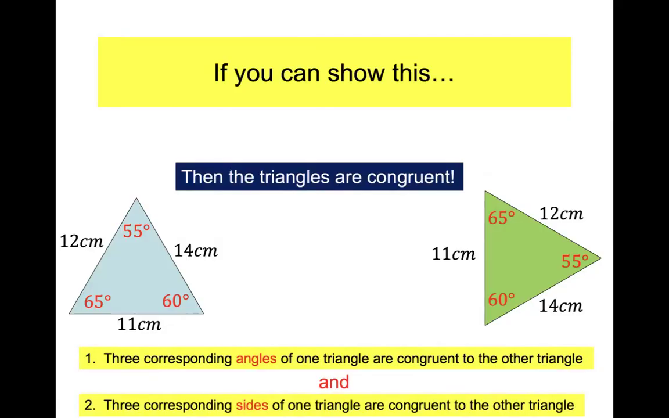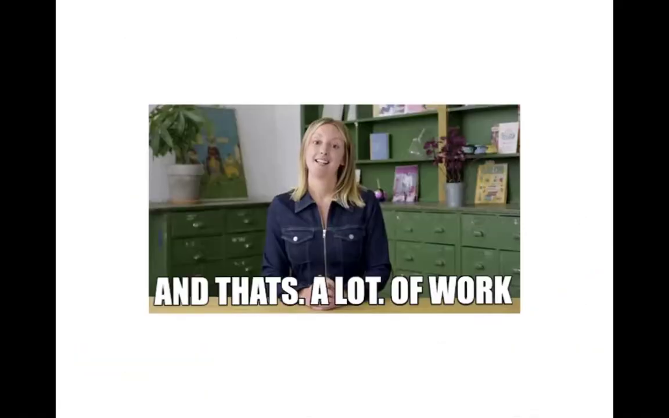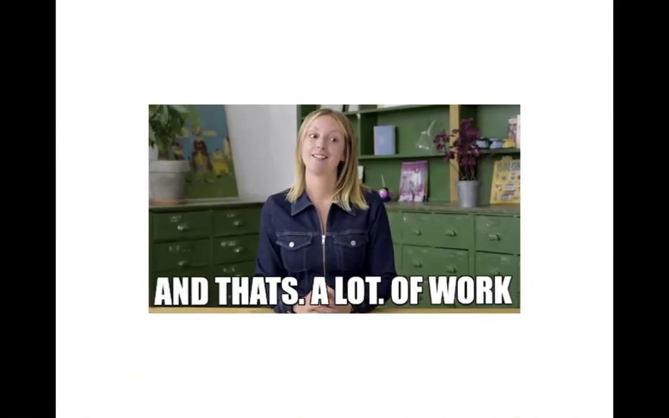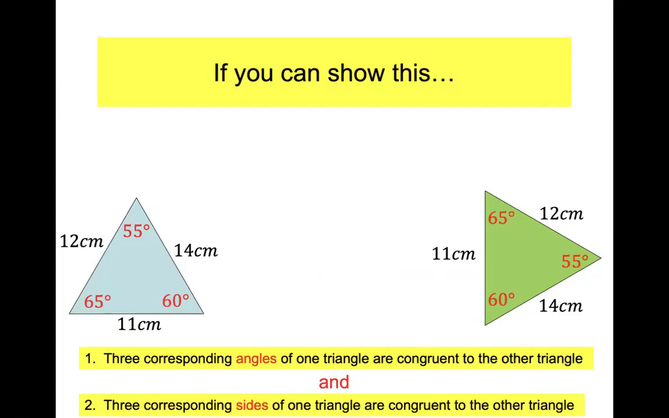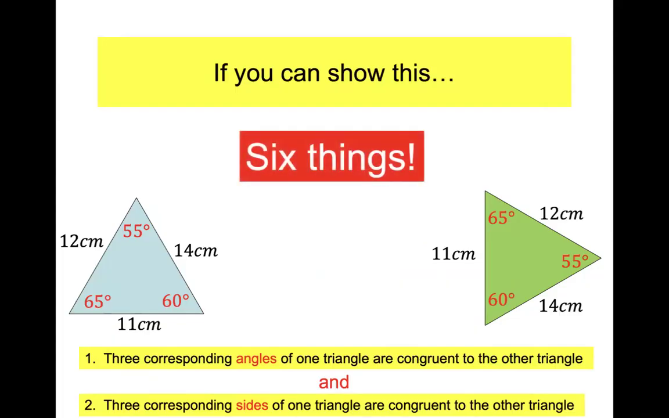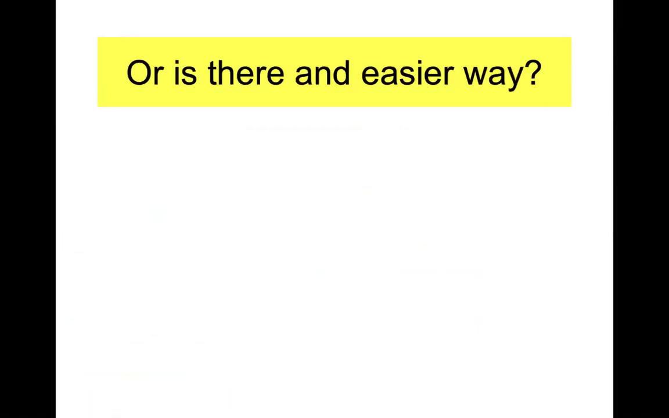If I can do that, then my conclusion is that the two triangles are congruent. And that's what you will be doing today, showing that the two triangles are congruent. And boy, is that a lot of work, right? That's 12 things. Six things of one triangle plus six things of another one equals 12 things. Is there an easier way? Clearly, there is, right? So let's talk about werewolves.